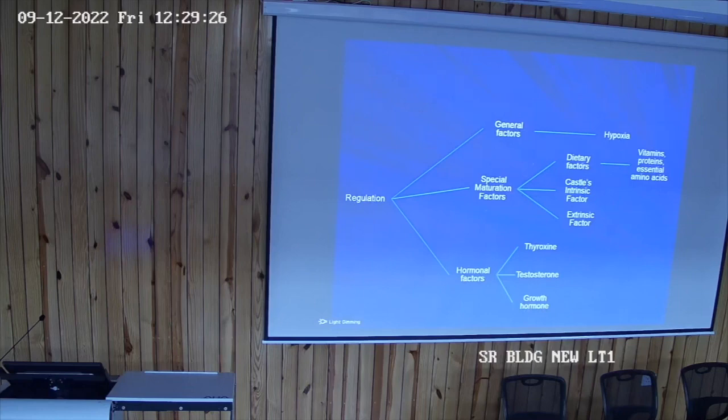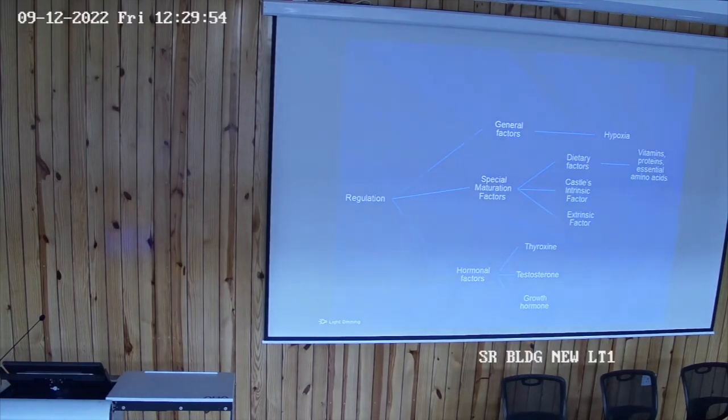Special maturation factor, dietary factors में क्या क्या आ गया? Vitamins, proteins, essential amino acids. Okay. Which important vitamins are required? Vitamin B12 and folic acid. Vitamin C is also required. Okay, vitamin C, vitamin B6, okay, B12 and folic acid.